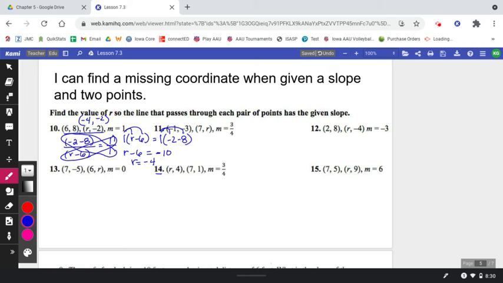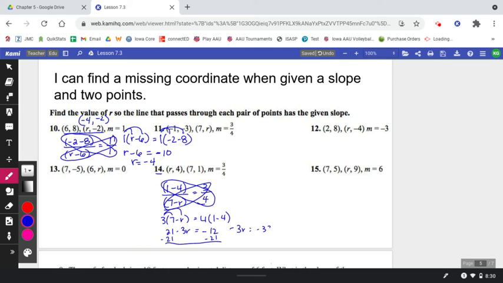I'll jump down here to number 14. So 1 minus 4 on the top, 7 minus r on the bottom, set it equal to the slope. So this one will become 3 parentheses 7 minus r. This one is 4 times 1 minus 4. This one becomes 21 minus 3r. This becomes negative 12. Subtract 21 from both sides. That gives me negative 3r equals negative 33. Divide by 3, and r is 11. So this point is 11, 4.